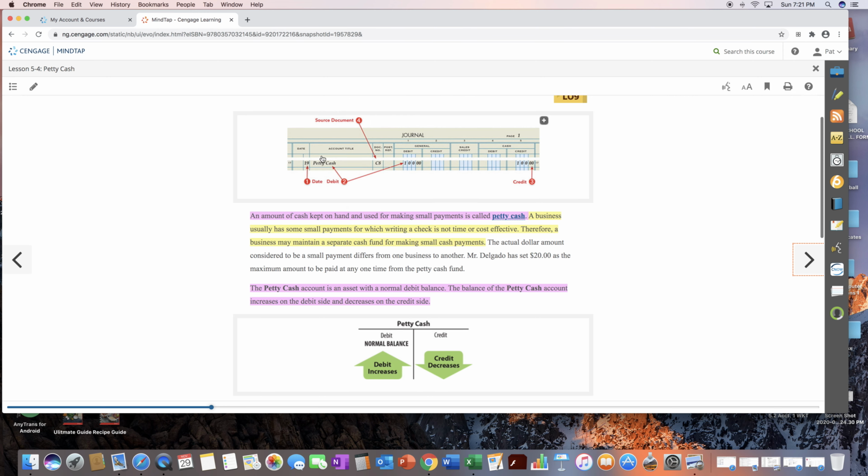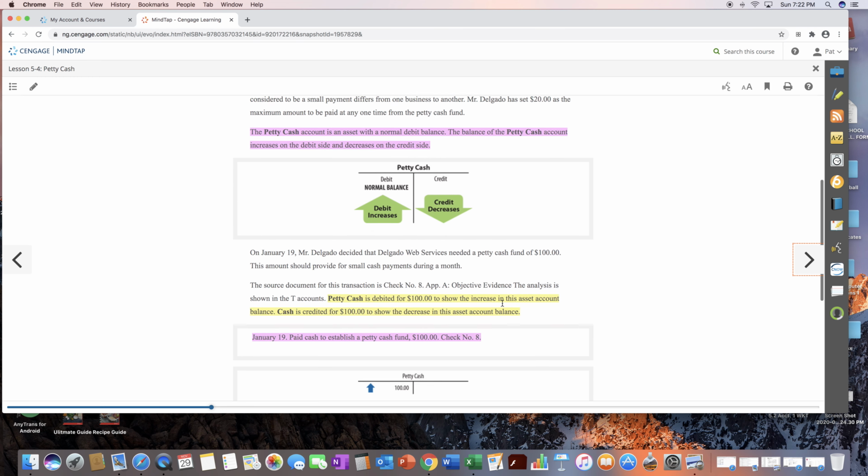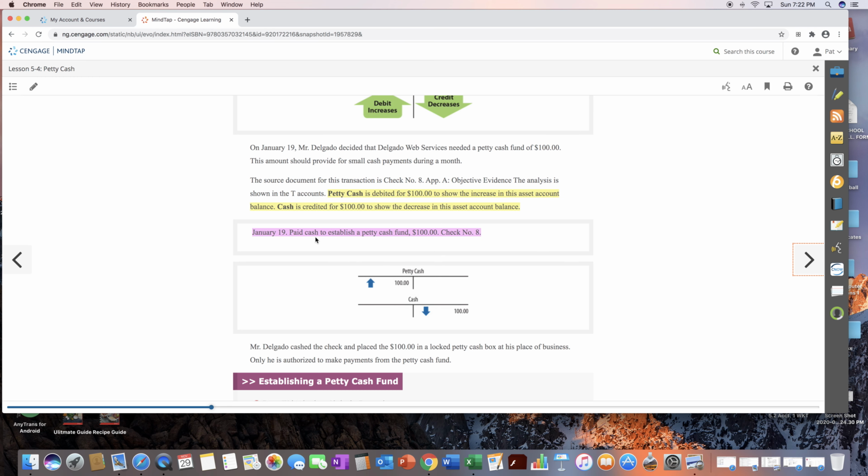And this is the journal entry to establish a petty cash fund. We're setting up the petty cash fund with a $100 debit to petty cash, which is an asset, and we're taking the $100 out of cash. Seems kind of weird, but again, we're not going to be writing checks for each payment, but we do want to take that cash out and put it in petty cash because we want to keep track of it. So the $100 credit to cash and the debit to petty cash. We established it by writing a check on the 19th. So it says establish a petty cash fund for $100.